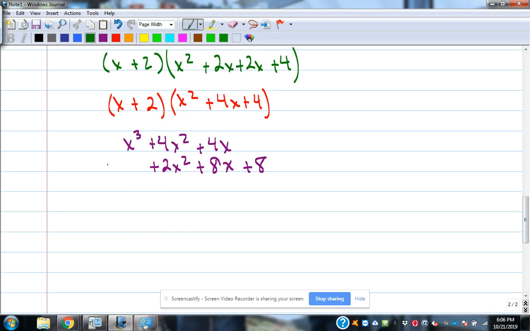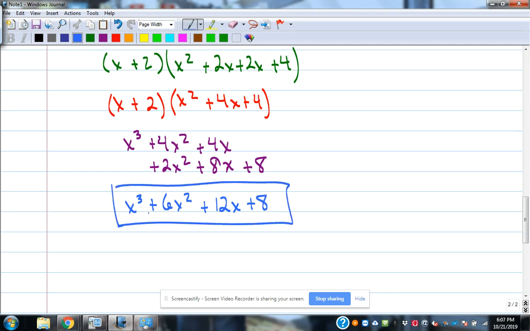And combine your like terms there. You got x cubed, 6x squared, 12x, and 8. So cube something, write it out 3 times. Pick 2 of them to start with. I picked the 2 on the right. If you want to do the 2 on the left first, it doesn't matter. Just multiply them together.